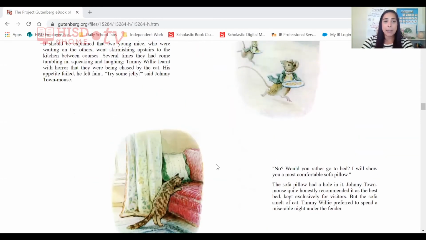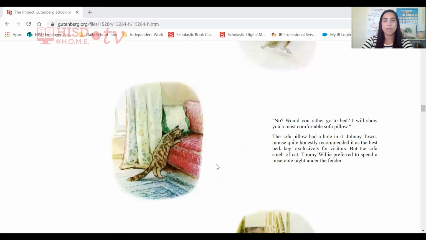So he's asked him if he'd like to try some jelly. Let's continue. No? Would you rather go to bed? I will show you the most comfortable sofa pillow. The sofa pillow had a hole in it. Johnny Town Mouse quite honestly recommended it as the best bed, kept exclusively for visitors. But the sofa smelt of cat. Timmy Willy preferred to spend a miserable night under the fender.